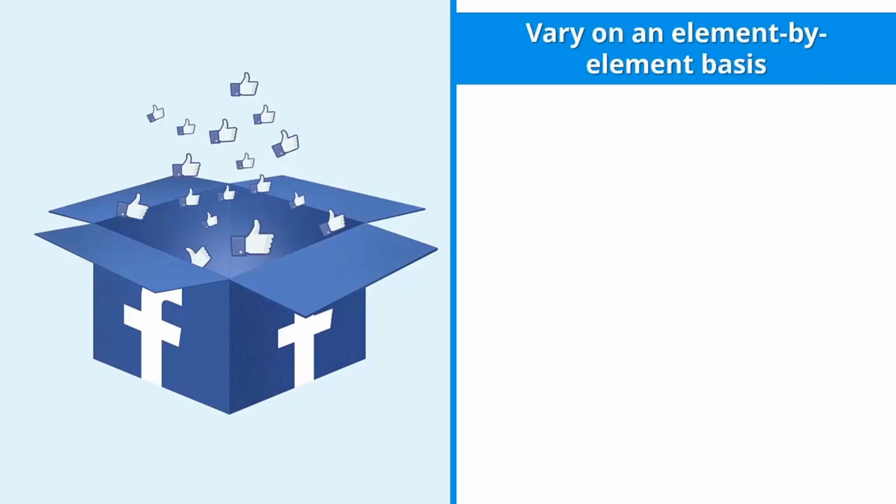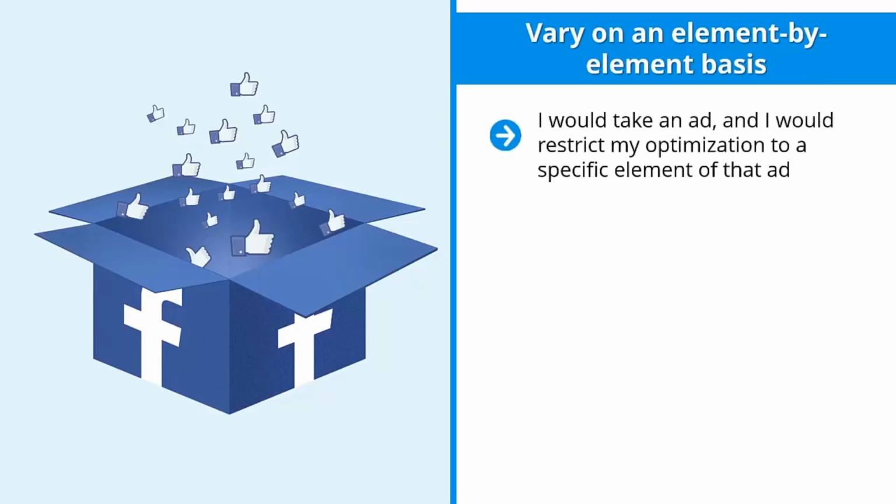Vary on an element-by-element basis. I would take an ad, and I would restrict my optimization to a specific element of that ad. Every ad actually has many elements. There's the graphics, the heading, the description, the link.